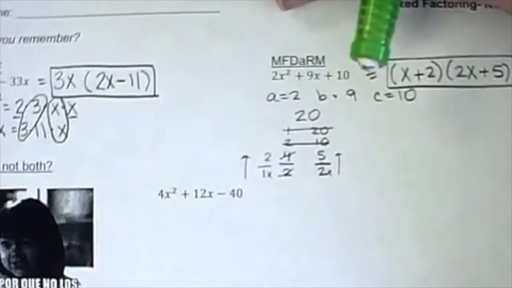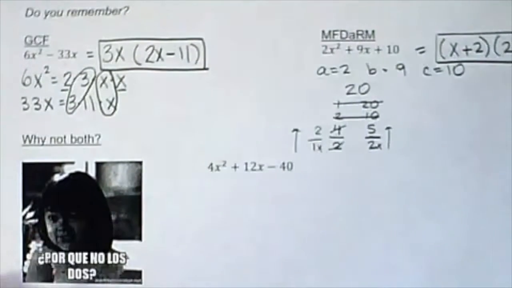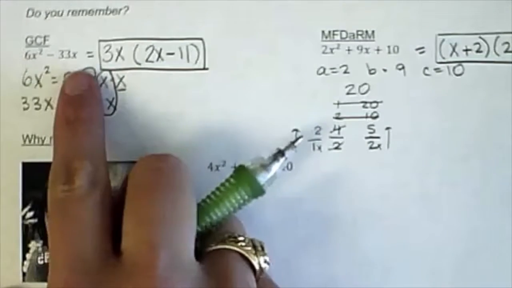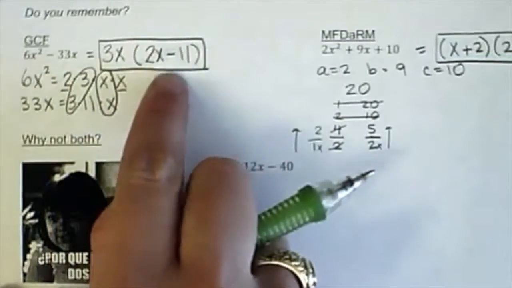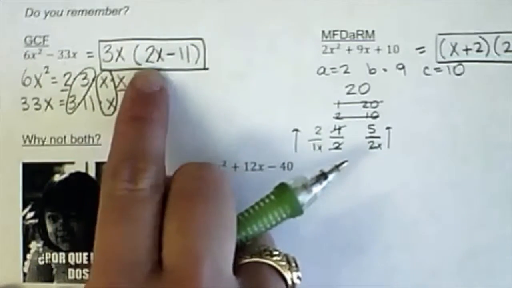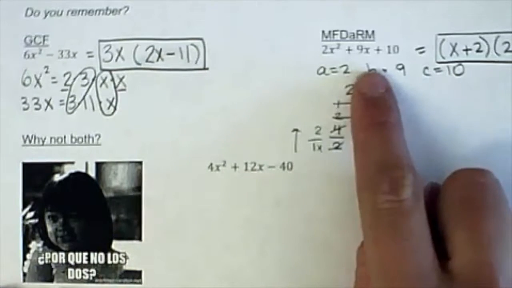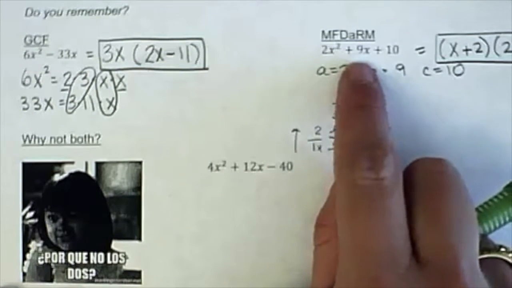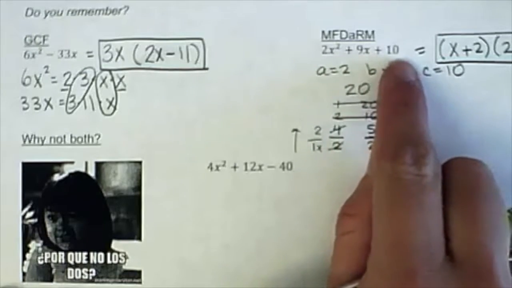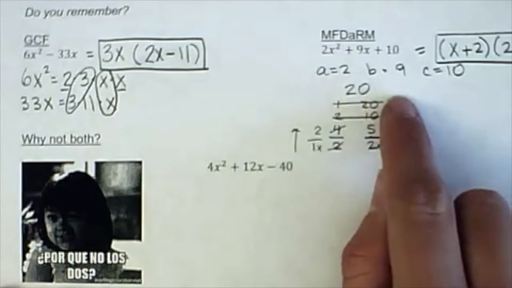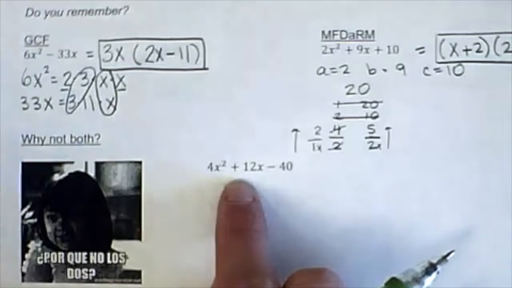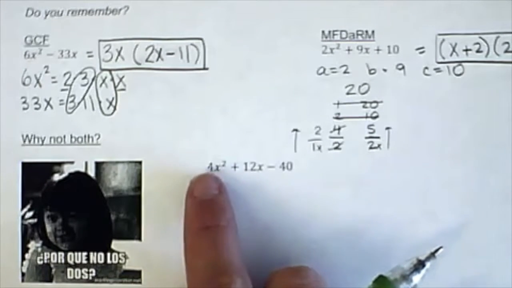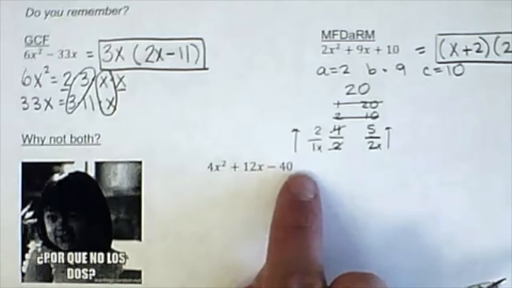So the little girl's asking, why not both? Why can I not put the two processes together? And the answer is that I can. If I look at that first GCF problem, I can't do MIFDARM because I only have a binomial and I don't have a c. If I look at MIFDARM and I say, why can't I do GCF? Because 2 does not go into 9 and 10 doesn't have an x in it. But in this one, there is both a GCF and a trinomial, which remains.